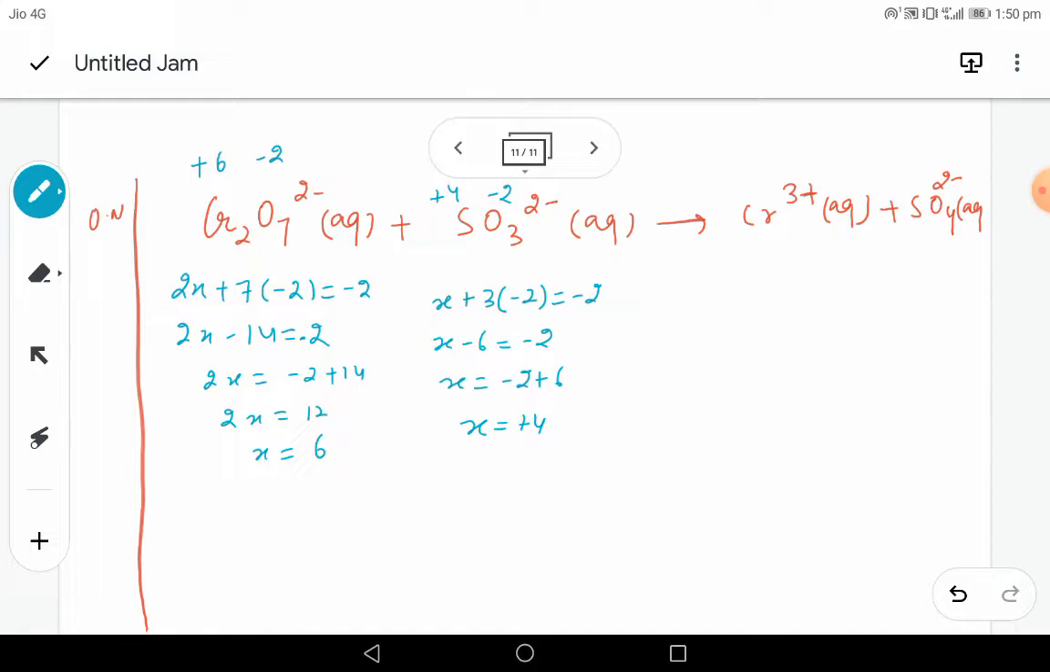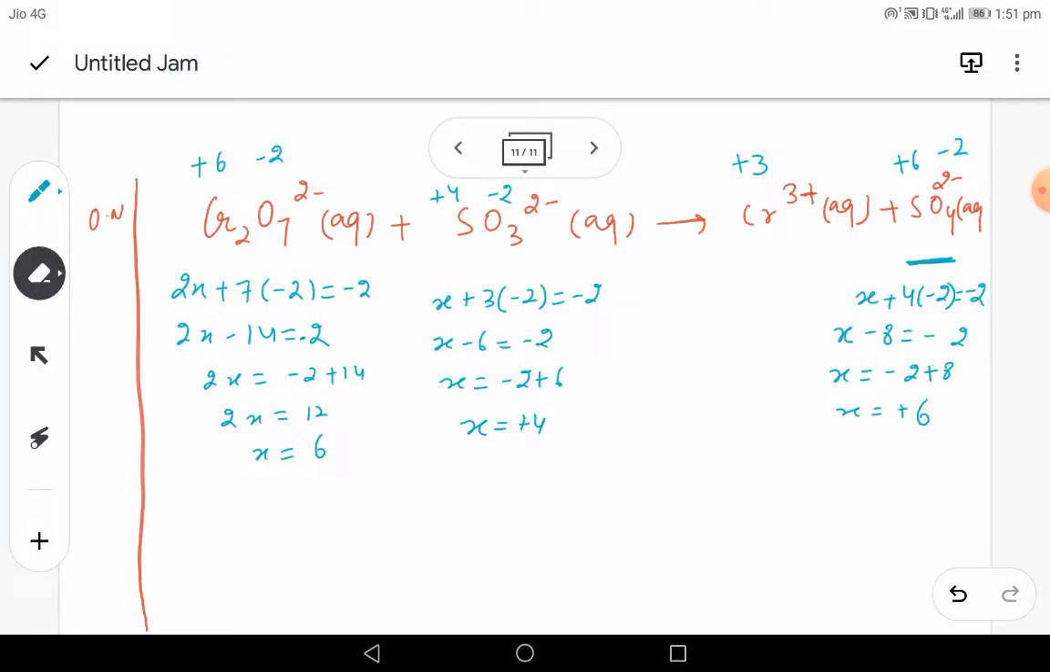Then moving on to chromium, since it is in the ionic form already, the charge will be equal to the oxidation number, that is plus 3. Now let us move on to SO4 2 negative. Here also we are not confident with S, so let us take it to be x. Total 4 oxygen, -2 is the oxidation number, and charge is -2. This is also in the ionic form. So this will be x minus 8 is equal to -2. x is equal to -2 plus 8, and x is equal to plus 6, right? So this will be plus 6 and it will be -2.